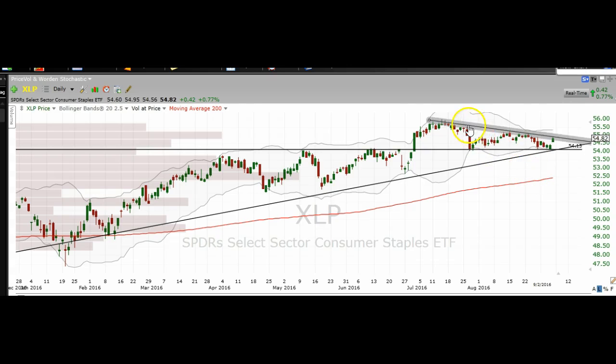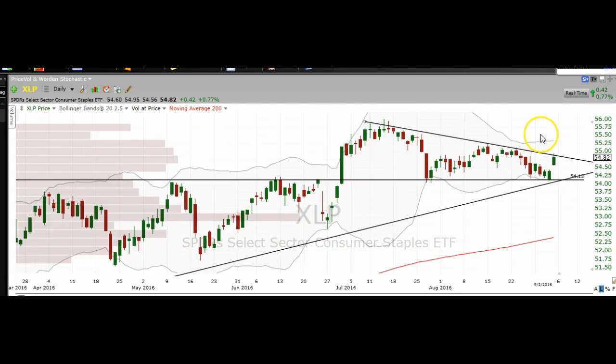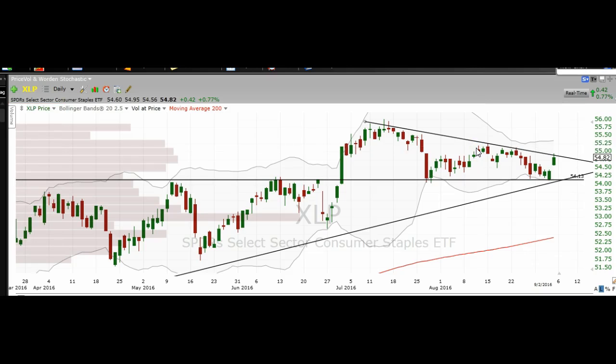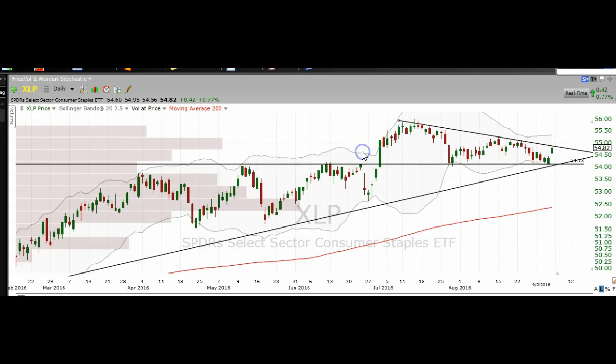What you want to look for is a break over this downtrend line and also above these highs right here. So above about 55.15 or so, that's what you want a close over in order to see a move higher in the XLP. So definitely a stronger sector right here, and I think it's going to be heading higher. Let's look at the next one.